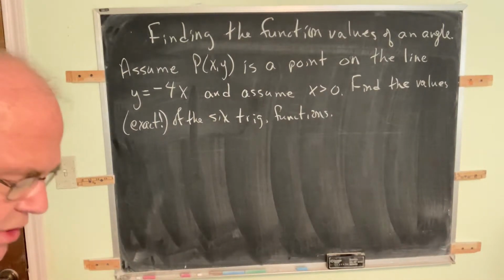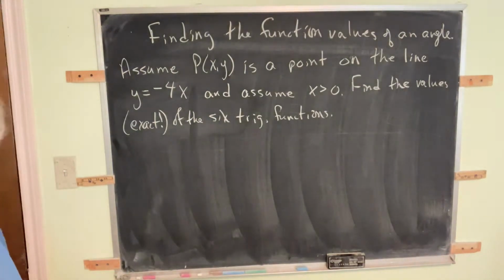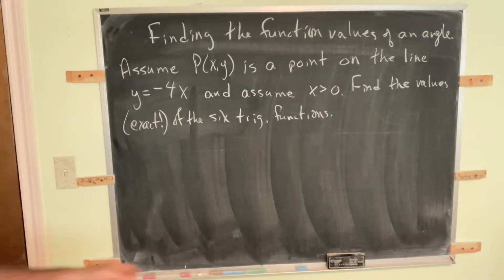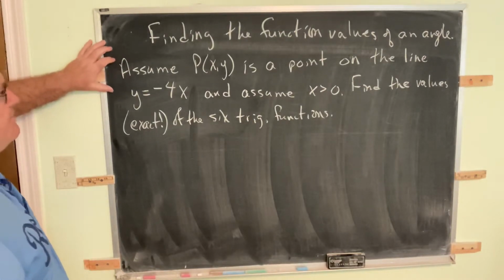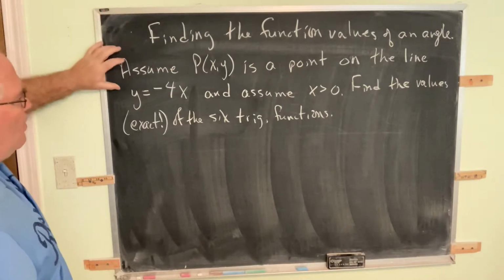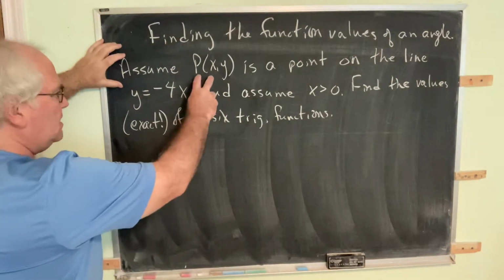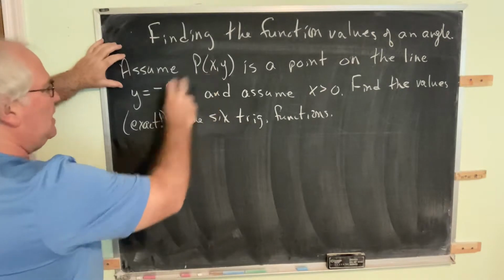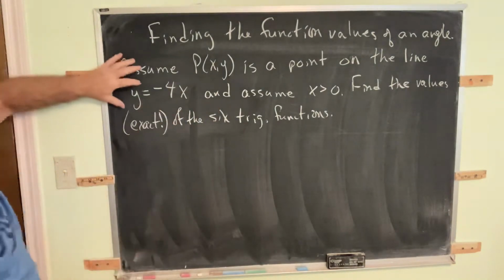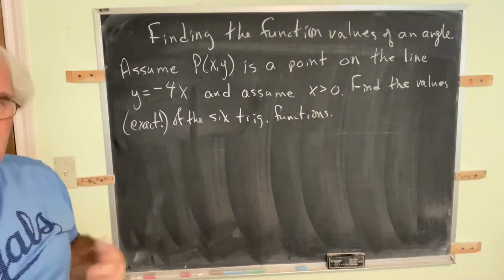Now, there's a particular problem variety, a type of problem that is very useful, and it occurs in more places than at first blush you might think. And so we're going to take a look at that. We're going to find the function values of an angle. Now, we're going to assume that the point in the plane is a point on the line y equals negative 4x. Now, it can be any line that passes through the origin.